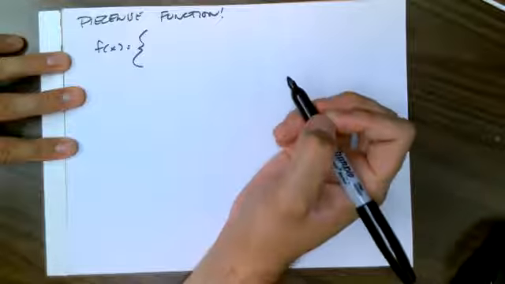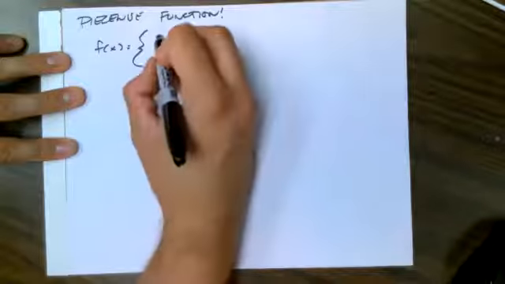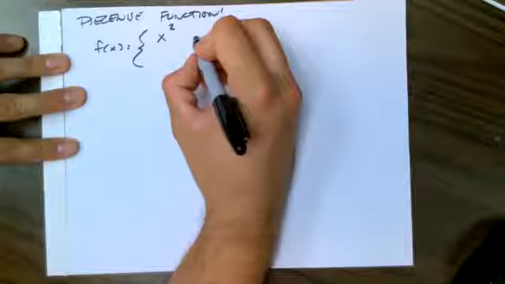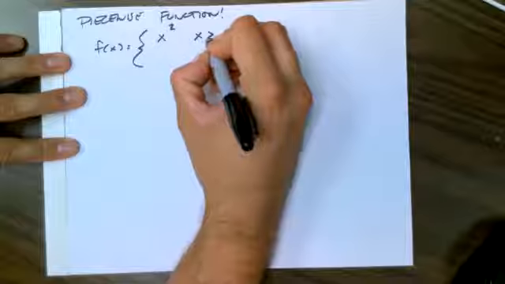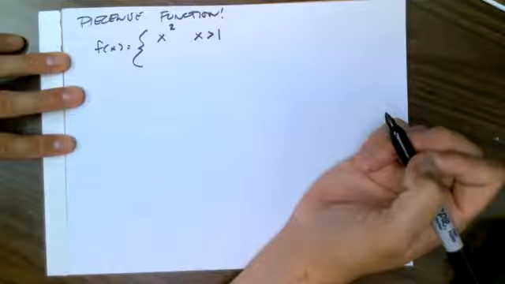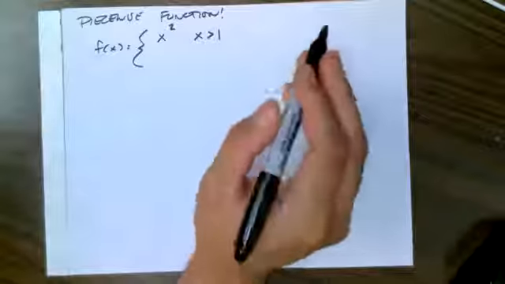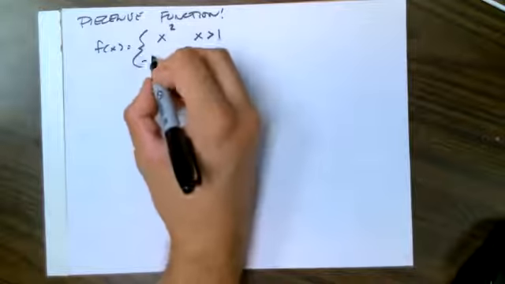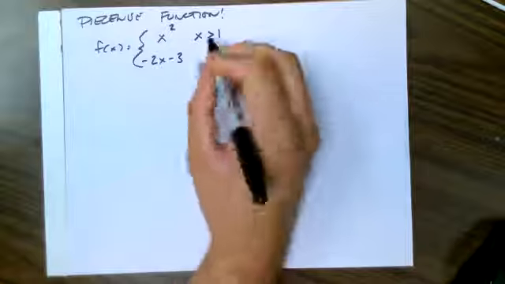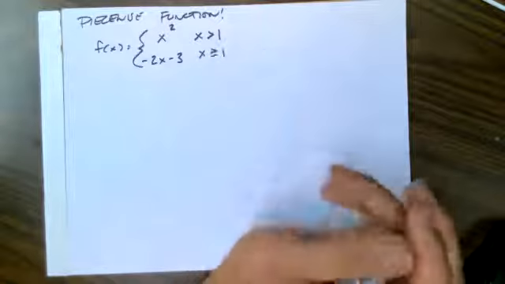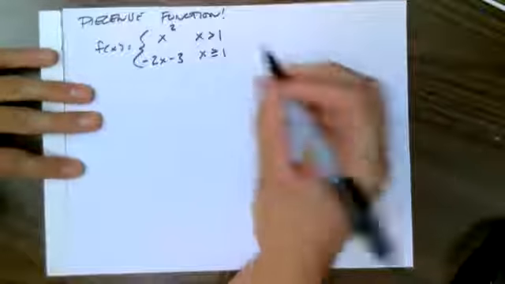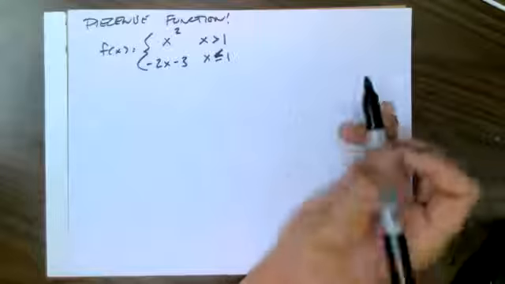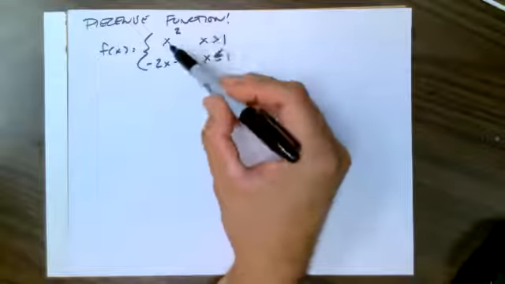Let's say we've got x squared when x is greater than 1. And then we have, let's say we've got negative 2x minus 3 when x is greater than or equal to 1. Oh, wait. Oh my gosh, I lied. I don't have white out. Guys, this needs to be less than or equal to 1. Okay? Less than or equal to 1. So we've got x squared.